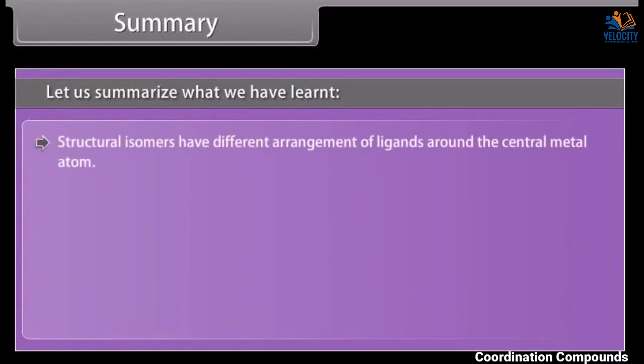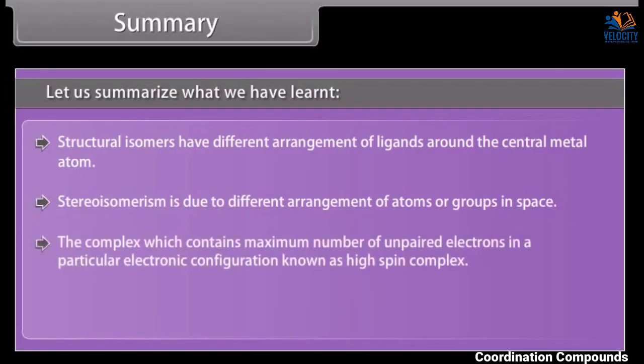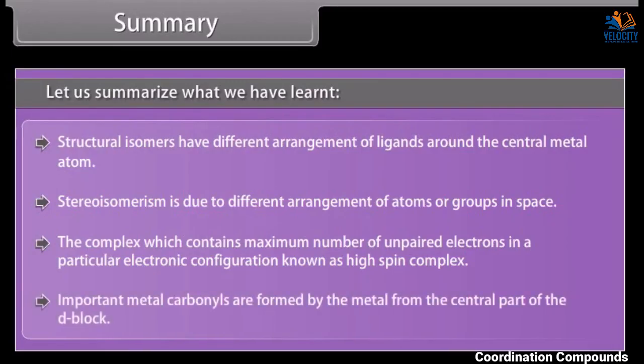Structural isomers have different arrangement of ligands around the central metal atom. Stereoisomerism is due to different arrangement of atoms or groups in space. The complex which contains maximum number of unpaired electrons in a particular electronic configuration is known as high-spin complex. Important metal carbonyls are formed by the metals from the central part of the d block.